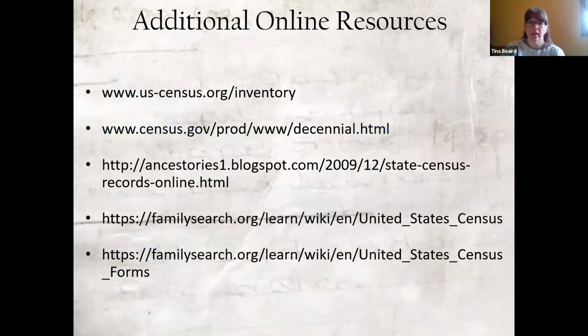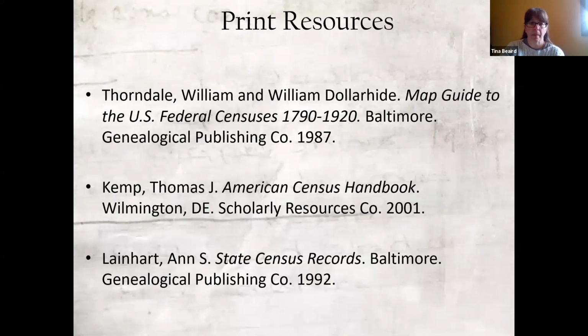For places to go online, you have this in your handout. When you have exhausted all of the major places where you're going to look for information, here are some additional resources to check and play around with to see if maybe you can find some additional information. Take a look at FamilySearch's wiki, and take a look at the US census page provided by census.gov. There might be some more links and hints for you.